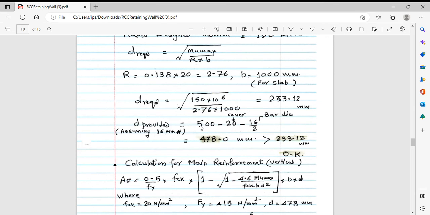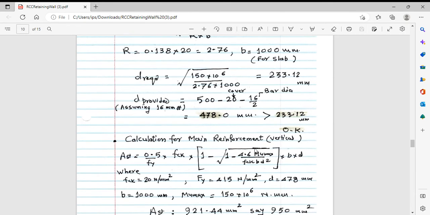Now, this is the total thickness of this vertical wall. Minimum cover as 20 mm, and half the bar diameter. This will be nothing but the effective cover. It comes out to be 470 mm, which is greater than 233.12 mm. So required is less or provided is more than required. So for depth purpose, we can say it resists that much moment. So we are going clear.